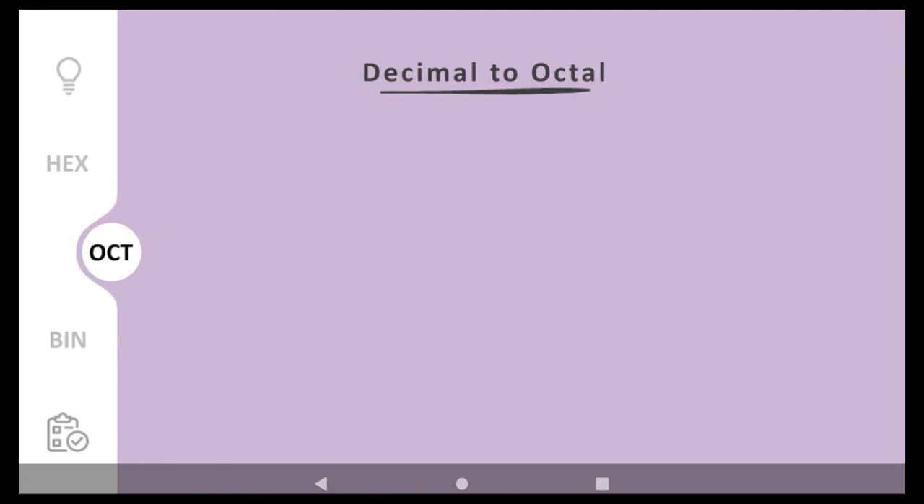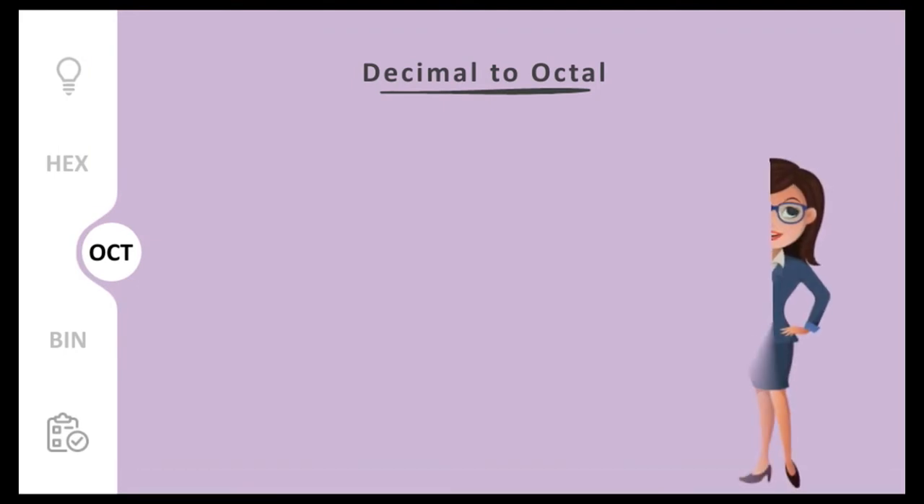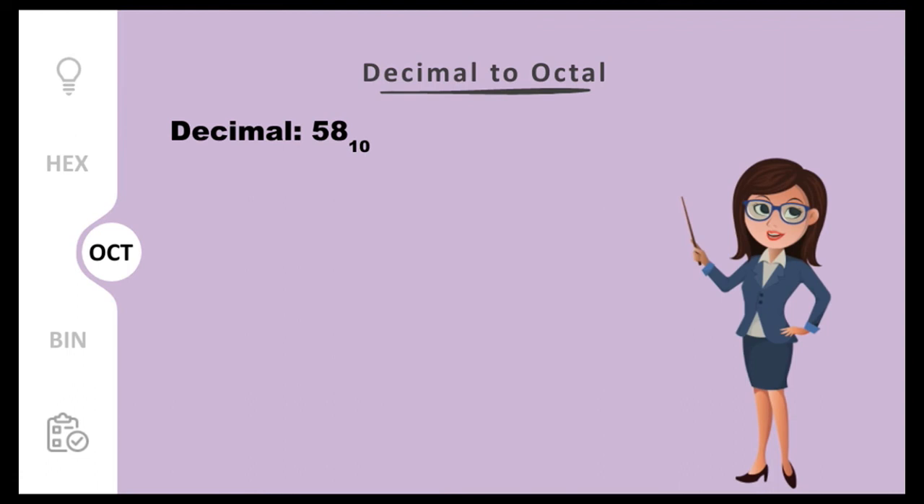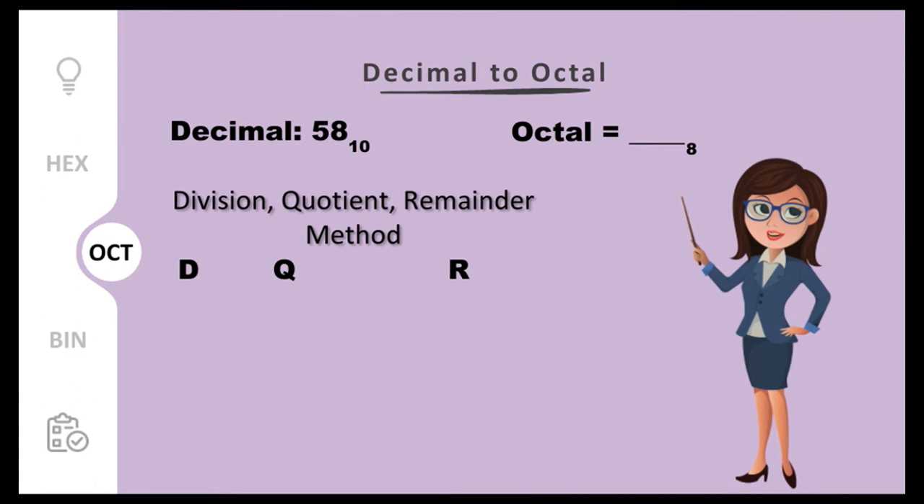Let's now convert decimal to octal. The decimal 58 will now be converted to octal number. Using the division quotient remainder method, let's divide 58 by 8. We use 8 as the divisor because octal number is a base 8 number system. 58 divided by 8 is 7.25. Let's get the 0.25 and multiply it by 8 to get the remainder 2.